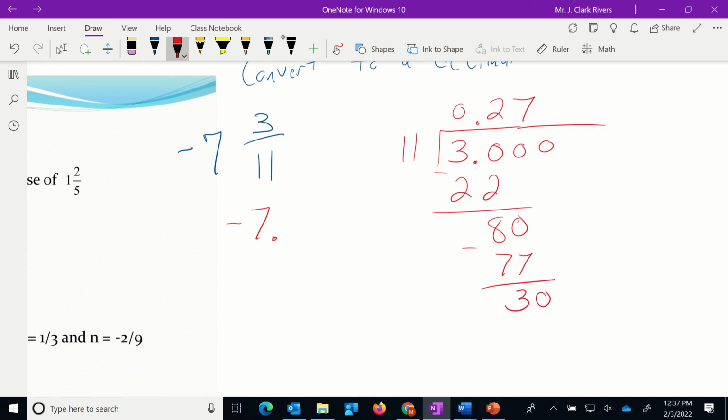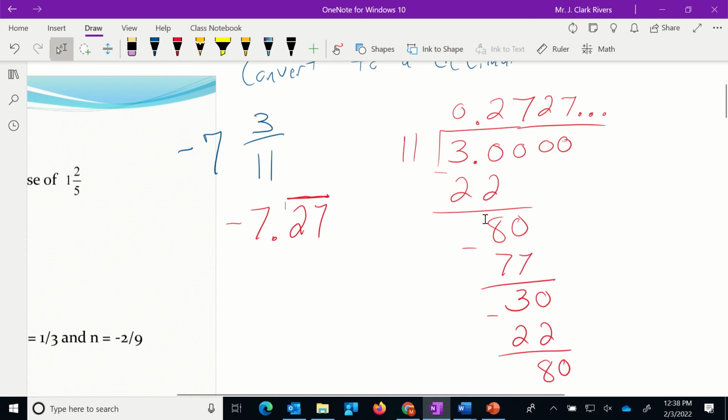How many times does 11 go into 30? 2 times. What's 11 times 2? 22. We subtract, and we get 8. We bring down our 0. How many times does 11 go into 80? 7 times. You can see this is going to keep going on that way, right? So this pattern is going to continue. So this is negative 7.27 repeating. You've got to put the bar over the 2 and the 7, right? Because it's 27, 27, 27, 27.